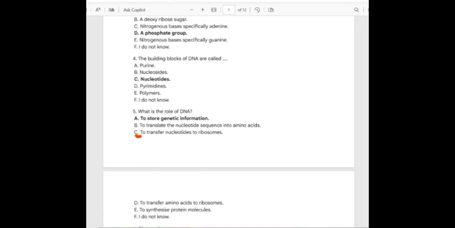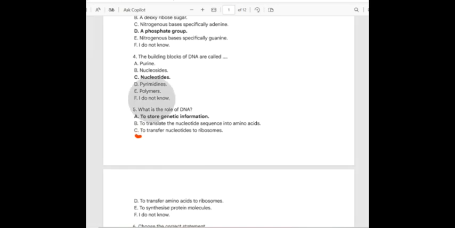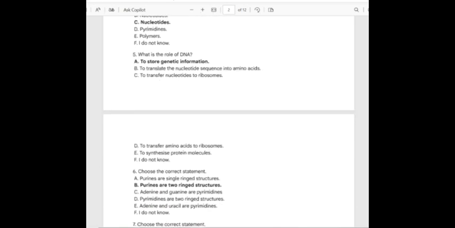Five, what is the role of DNA? A, to store genetic information. B, to translate the nucleotide sequence into amino acids. C, to transfer nucleotides to ribosomes. D, to transfer amino acids to ribosomes. E, to synthesize protein molecules. F, I don't know. So when you look at this question, basically DNA stores genetic information.